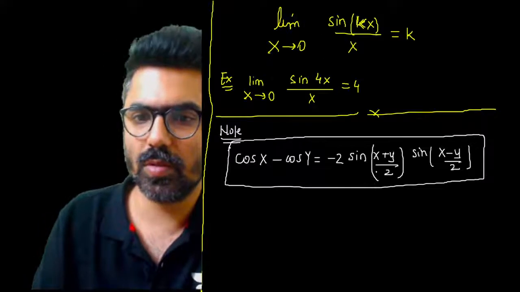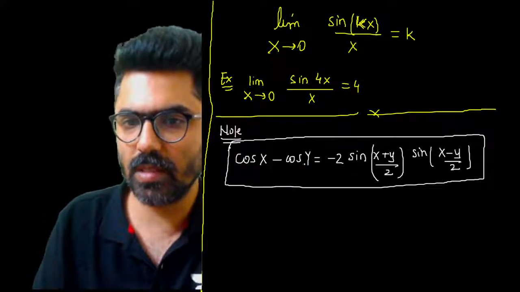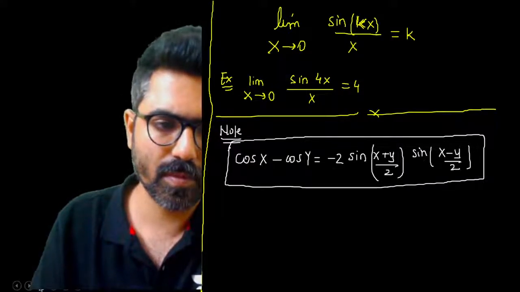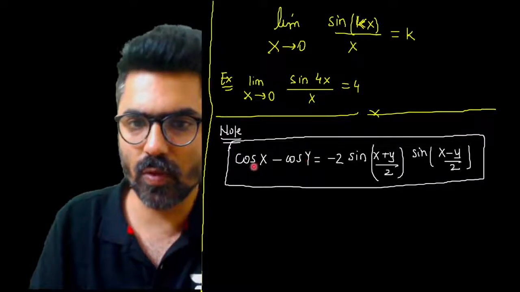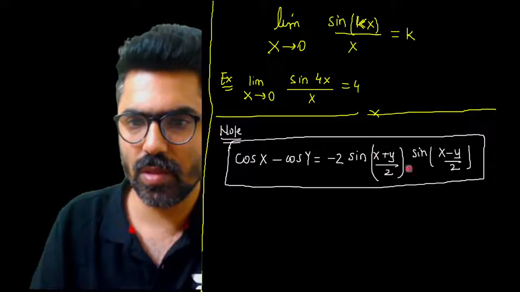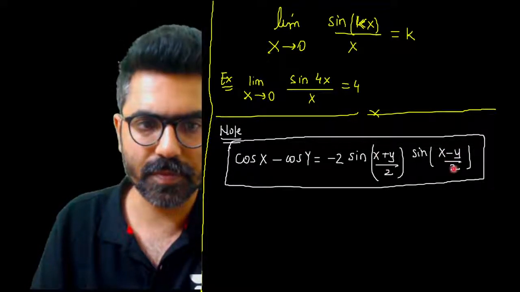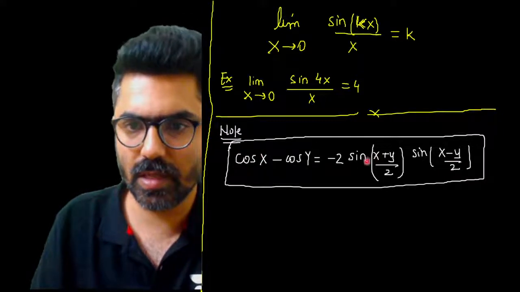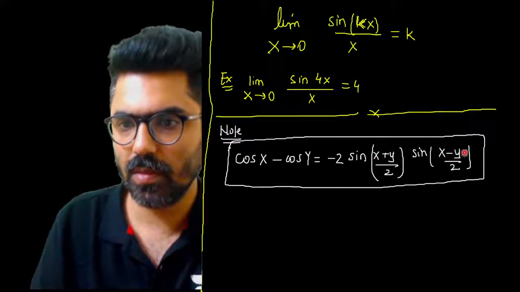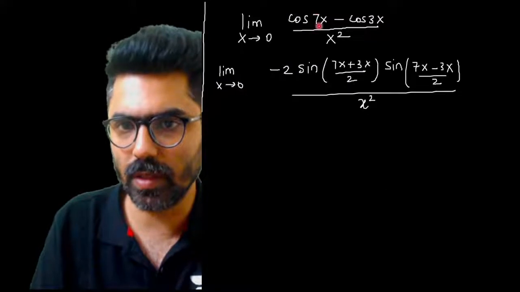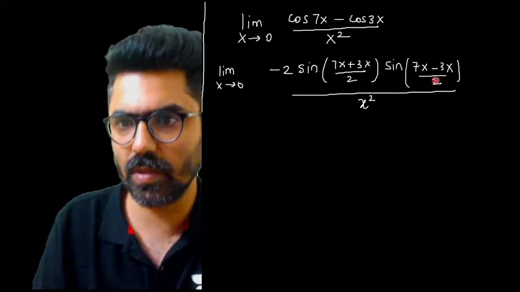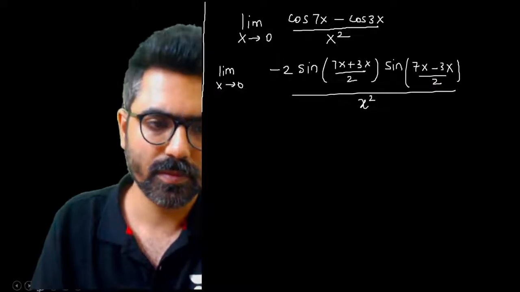Okay, so how is the formula? Sum of the two angles x and y by 2, and x minus y by 2. Minus 2 sine of the sum by 2 into sine of the difference by 2. That we have applied over here: 7x plus 3x by 2, 7x minus 3x by 2.